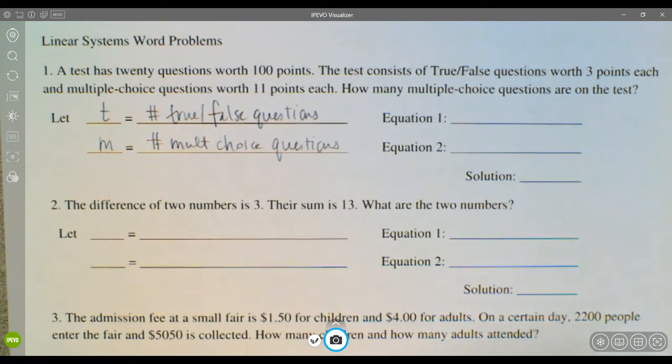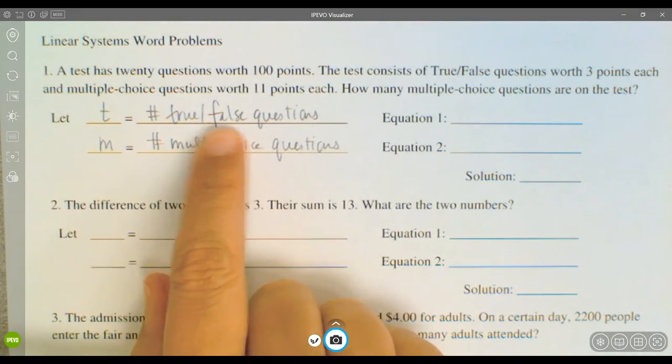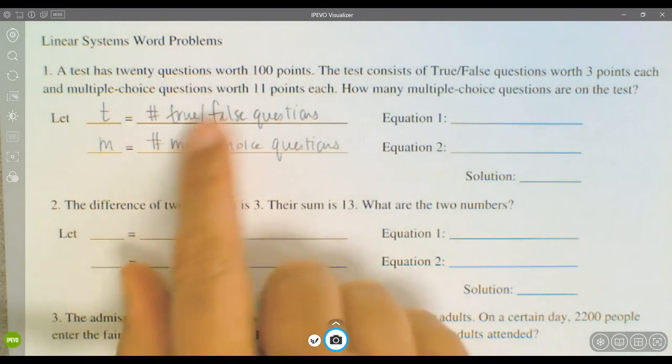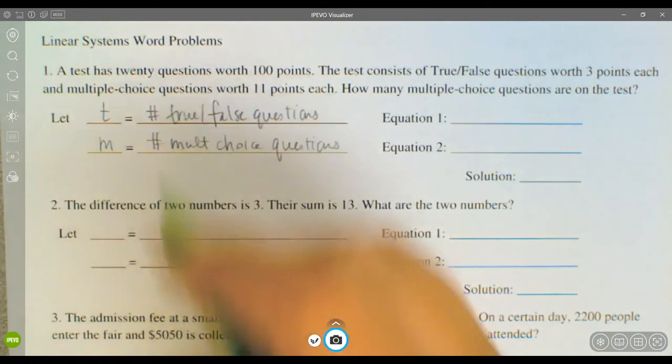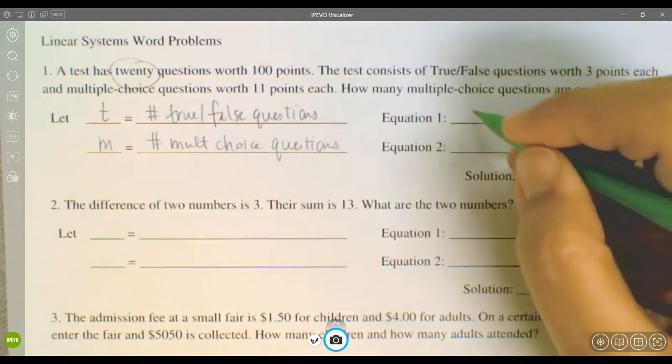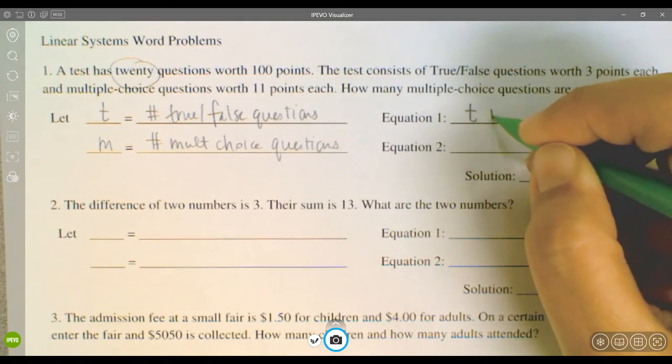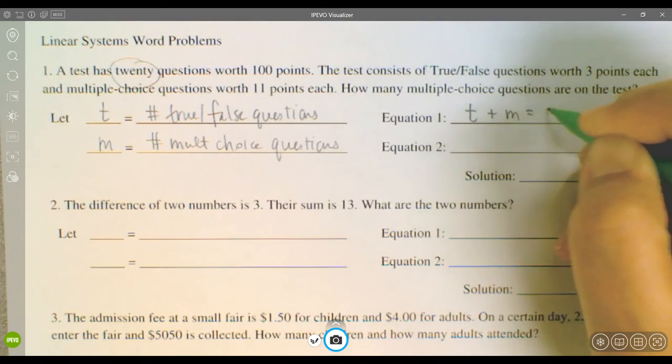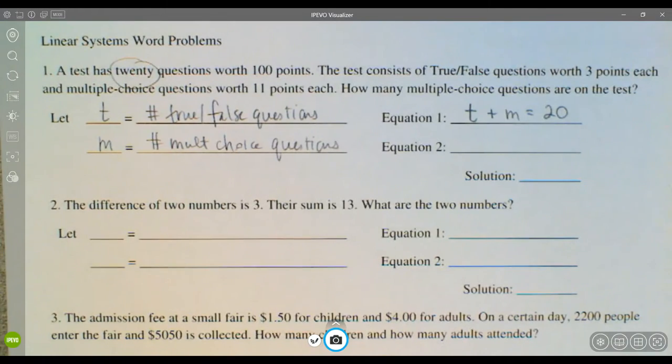So the first thing I notice is I've got a number of multiple choice and a number of true false. So when I mix those two up together in whatever combination it is, there have to be 20 questions. So what am I saying? I'm saying when you add the number of true false to the number of multiple choice, you get 20. Okay, so I've taken care of the 20. Now I need to look at the points.